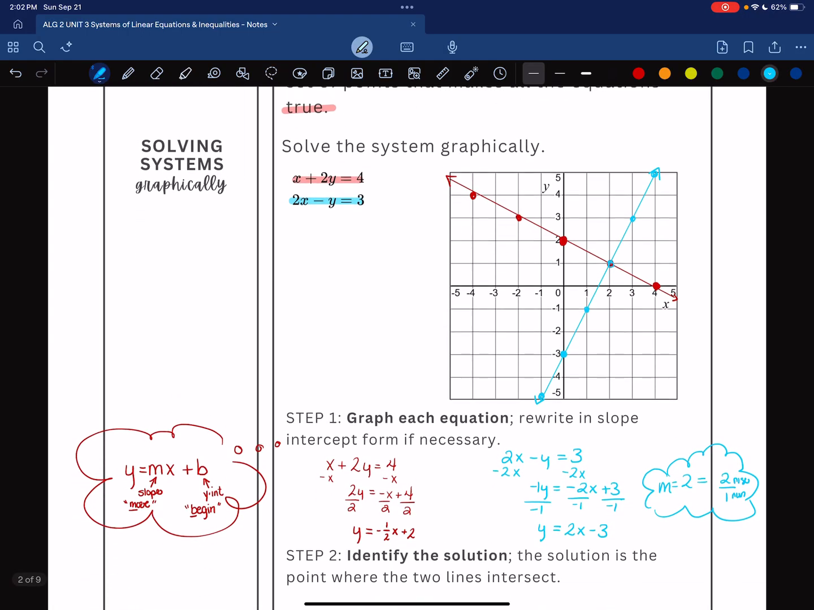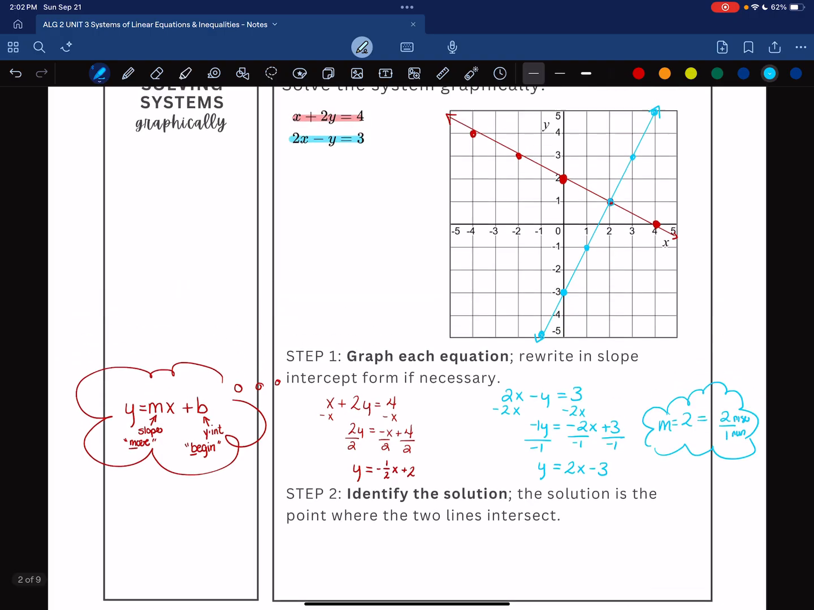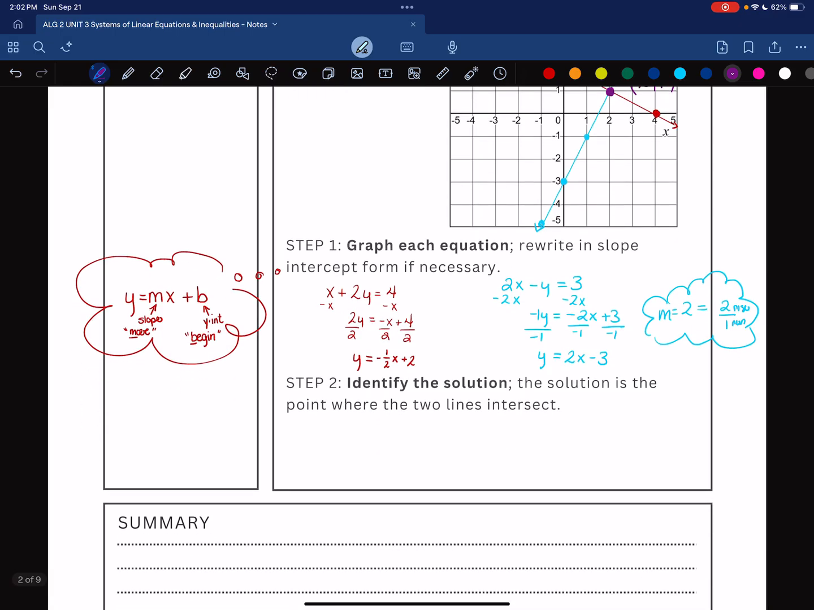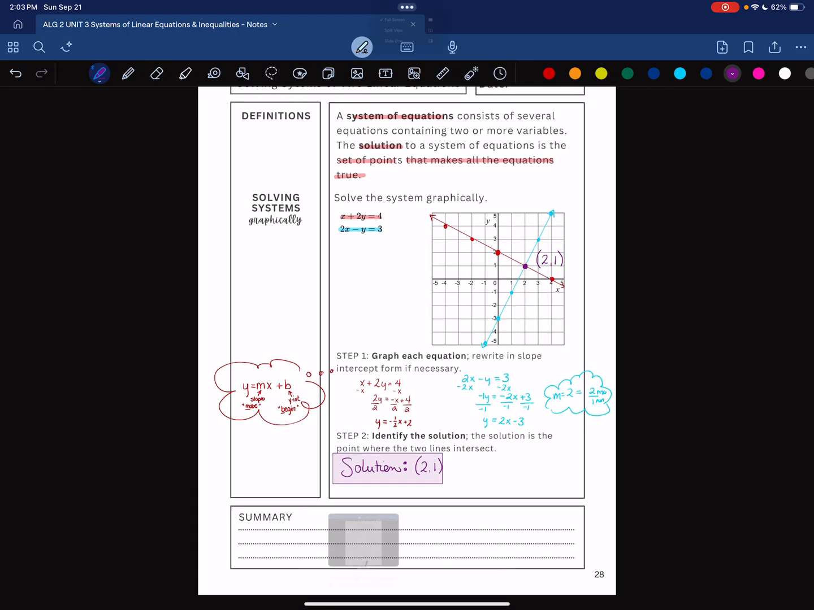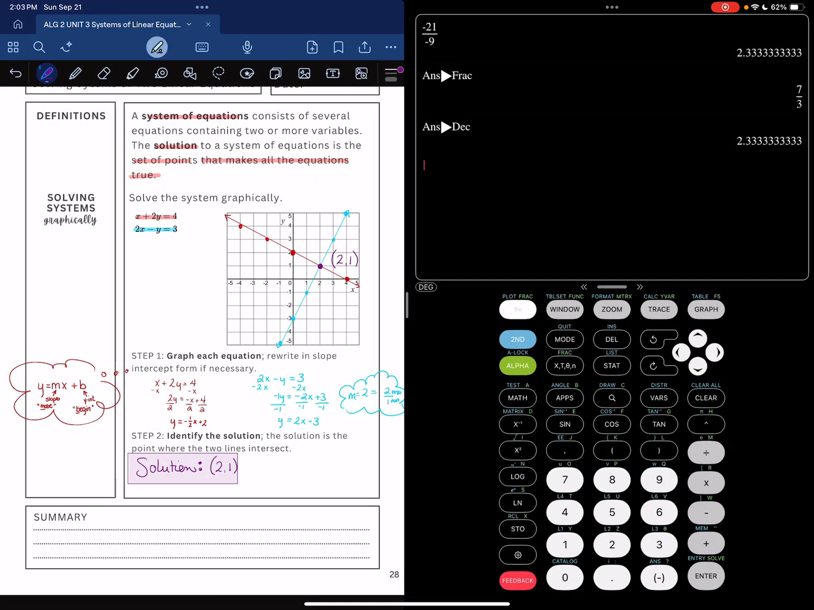And the value that will make it true, the solution to this system, is the point where the two lines are intersecting each other. And so that's happening right here. That is at the point where the x value is 2 and the y value is 1. Our solution is the point 2, 1. Which we can prove, and I'm going to grab my graphing calculator to kind of show you guys that. It should make your equations true.